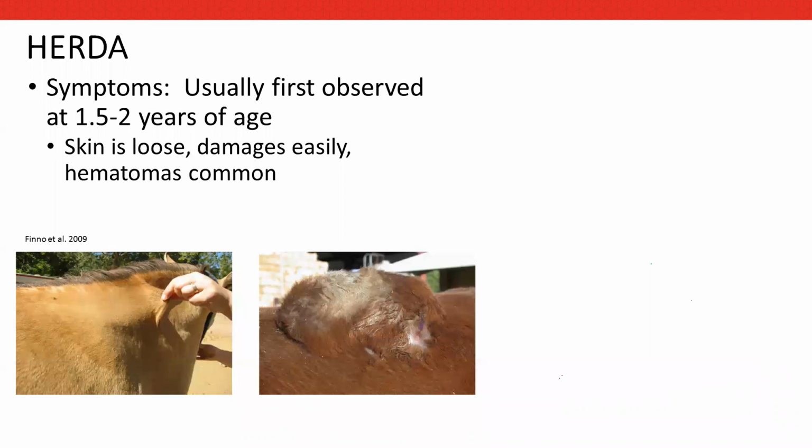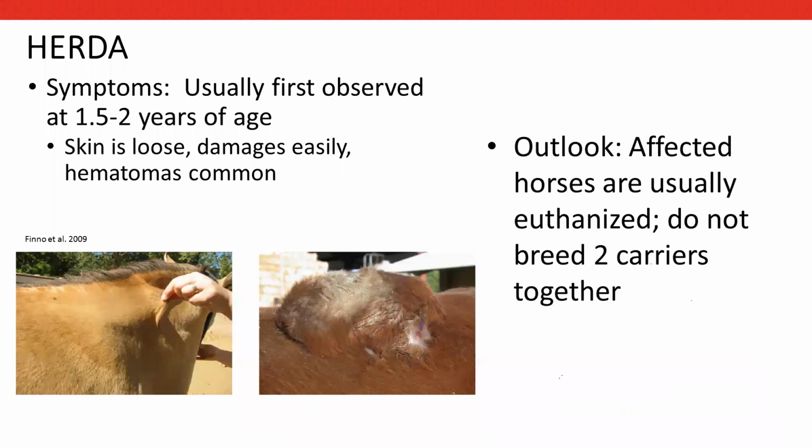People usually first observe this about 1.5 to 2 years of age. Like PSSM, again, this is when horses start being worked. Many times it's when somebody goes to cinch up a saddle for the first time and they're putting stress on that skin. This is not a good thing, as you can imagine. Unfortunately, the affected horses are usually euthanized.